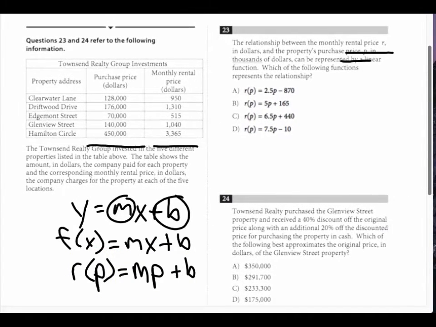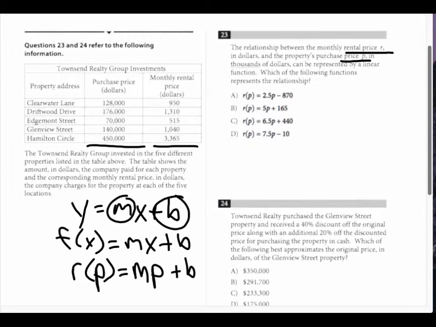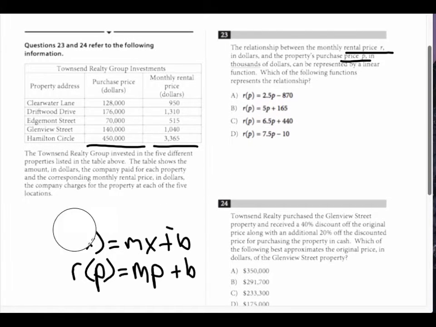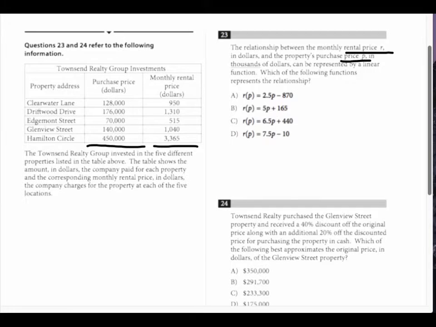Let me erase this so I can give myself some space to write. So let's just pick 2 of these out. So according to the table, I'm going to pick some small numbers. Let's pick this one.